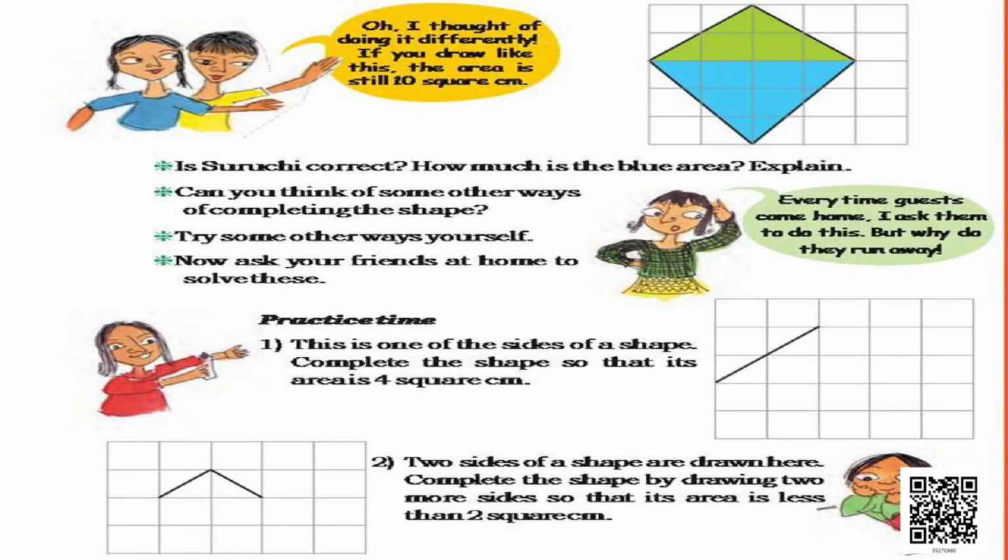You are given 2 tasks. In the first task, you have to complete the shape by drawing 2 sides so that you will have an area of 4 square centimeter. And in the second task, you have to complete the diagram with 2 sides joining the given sides so that the area will be less than 2 square centimeter. I hope you have understood the concept of drawing the shapes and finding out the areas, and I know you all are going to achieve your goal.